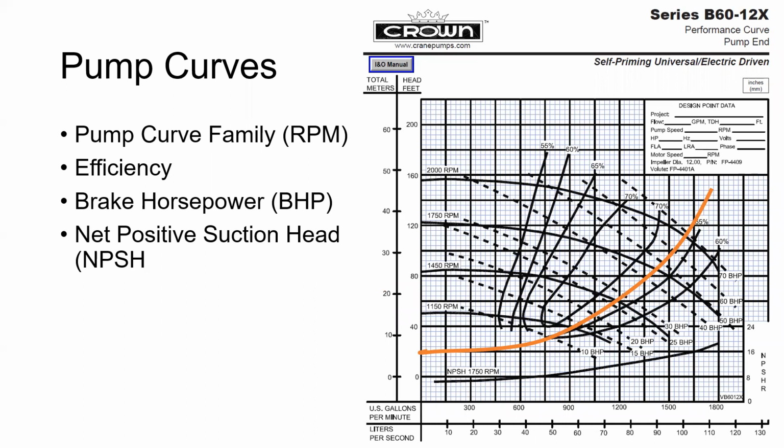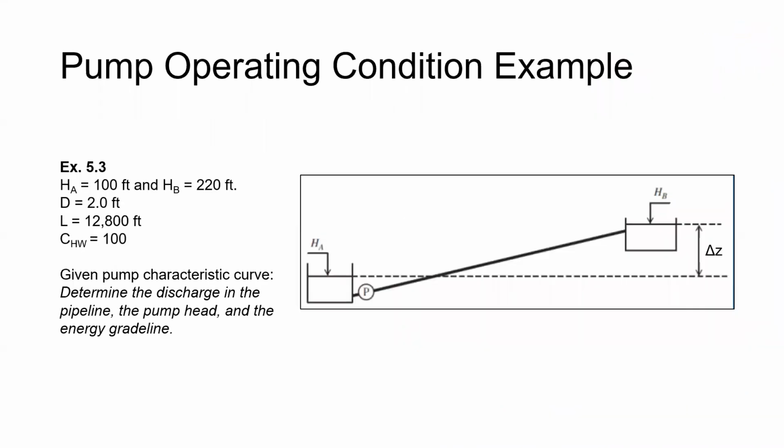That curve can then be plotted over pump curves, and we can figure out, based on the RPMs, the efficiencies that we want, and the brake horsepower, we can select a different pump and calculate the energy consumption that it'll need. And that's what we'll be doing in just a minute. Let's do a quick example together on PowerPoint, and then we'll use the worksheet for a different example.